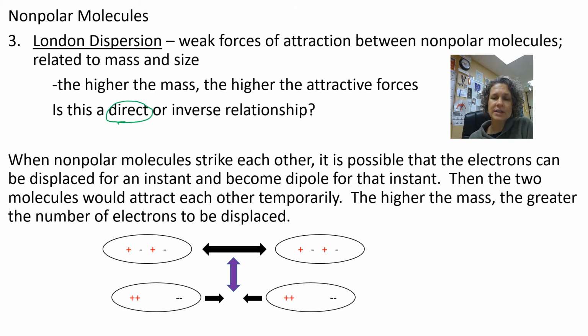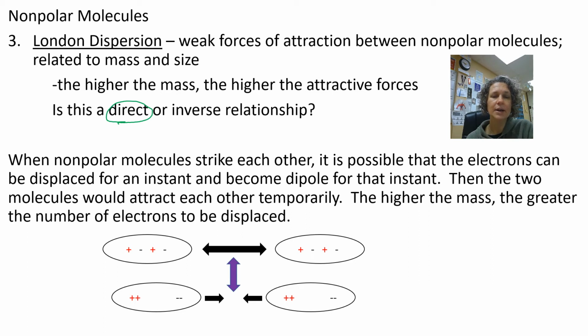And the way it works is that, remember, these molecules are in constant motion, with kinetic energy making them move. When they bump into each other, when they strike each other, it is possible, just for a split second, that the electrons can be displaced, and the molecule will become a dipole just for that instant. And in that instant, the two molecules would be attracted to each other by the positive and negative, like magnets, just the same as the dipole bonds.